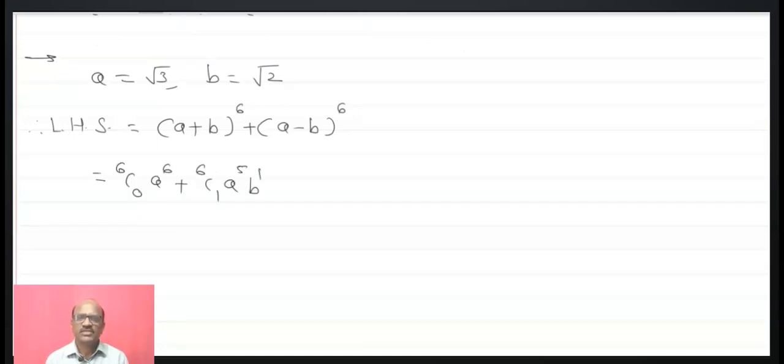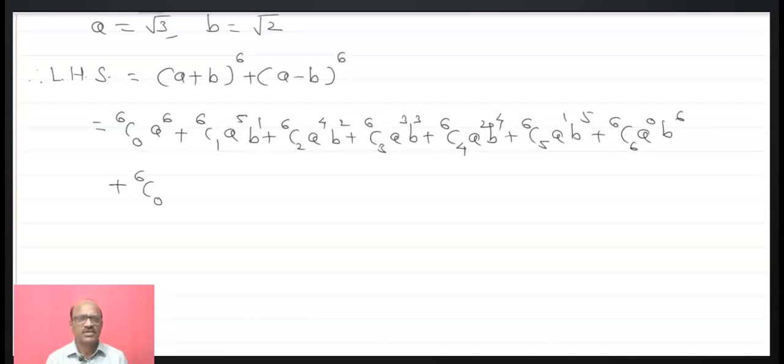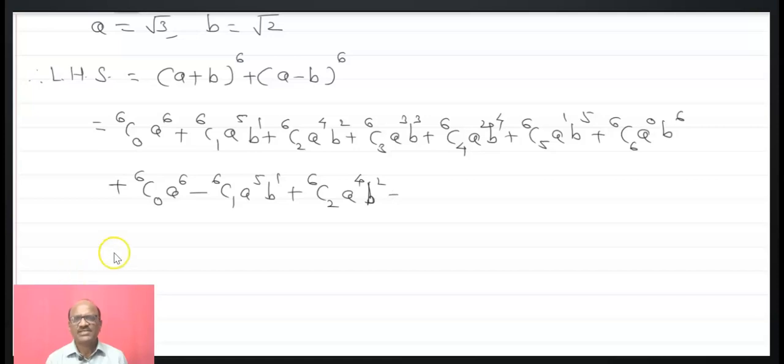6c0, a raised to 6, 6c1, a raised to 5, b raised to 1, 6c2, a raised to 4, b square, 6c3, a cube, b cube, 6c4, a square, b raised to 4, 6c5, a raised to 1, b raised to 5, 6c6, a raised to 0, b raised to 6. And now next terms are same and alternate, you will get plus and minus sign is there.